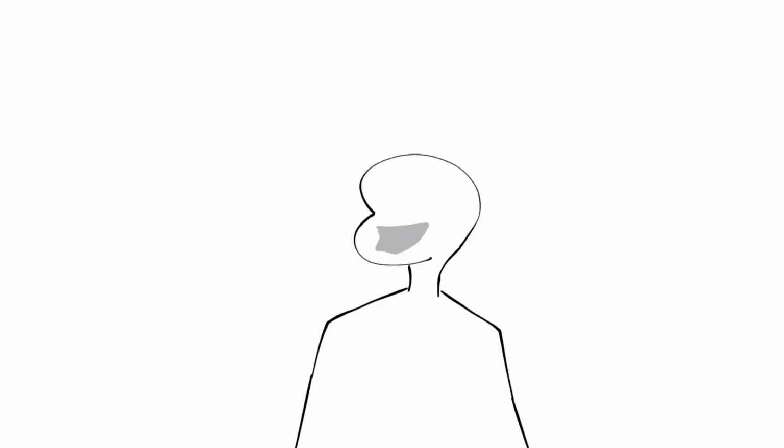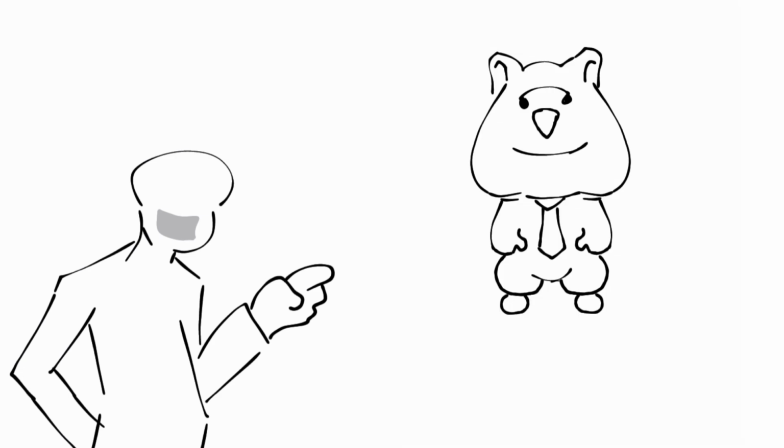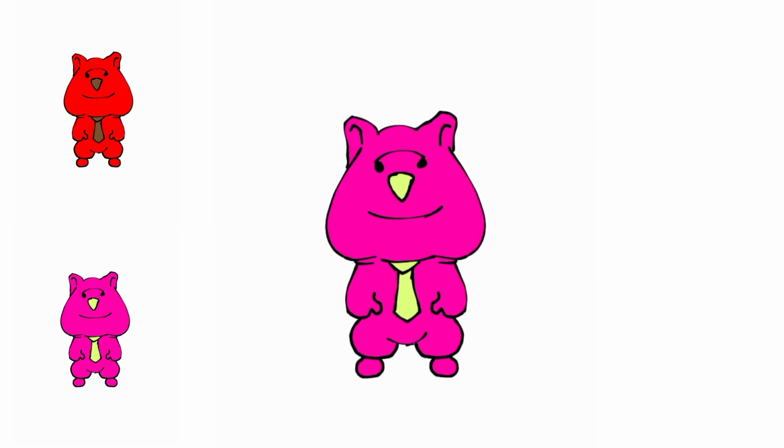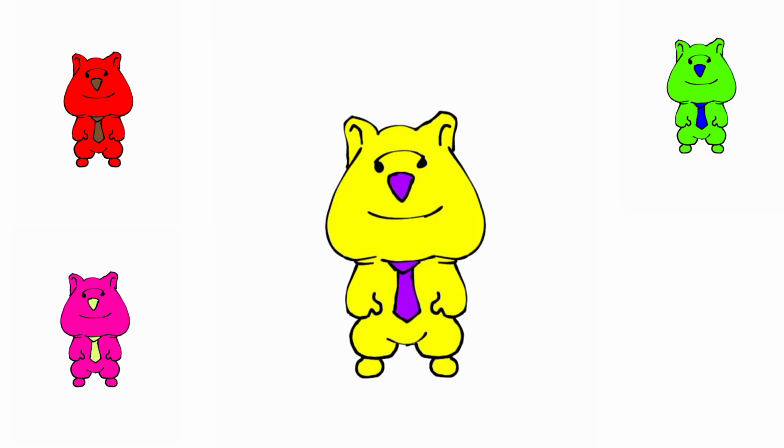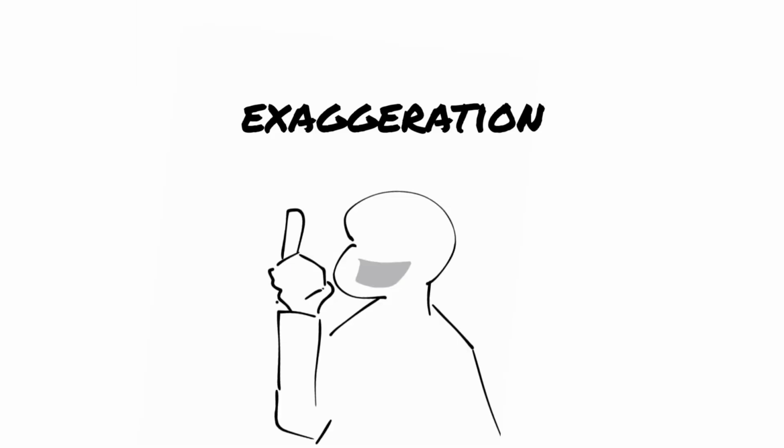Now that I have decided, it's time to draw. And here it is, the quokka. Now that I have a character, let's go to the palette. So basically, palette is the colors that you choose for a design. And for me, I choose this red and brown palette.